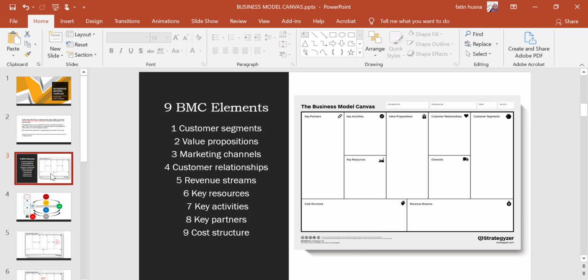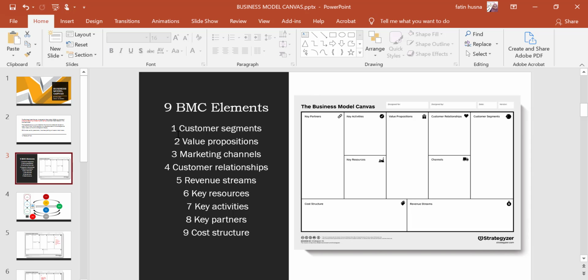So BMC has 9 elements. The common format that people always use is from Strategyzer. You can find it on Google. There are 9 elements, but I break them down according to number 1 until number 9: what you should do first, and the last one will be number 9, according to the numbering.